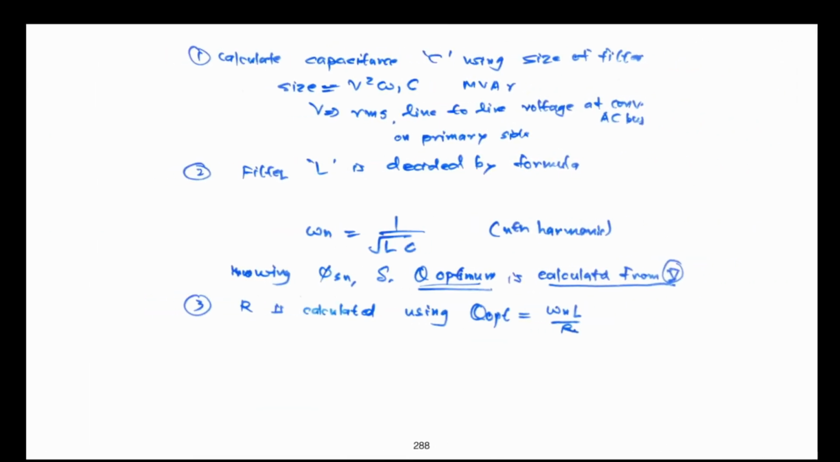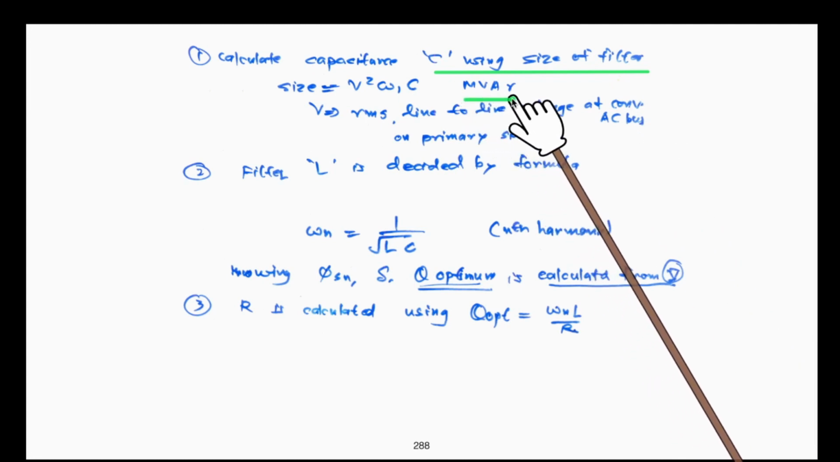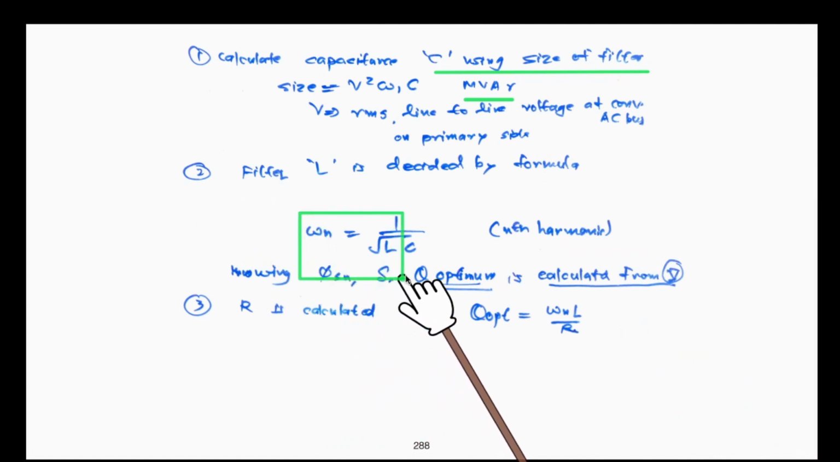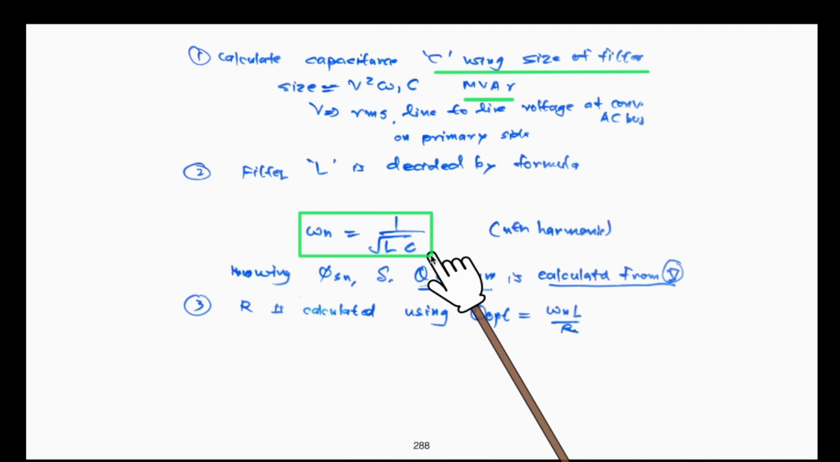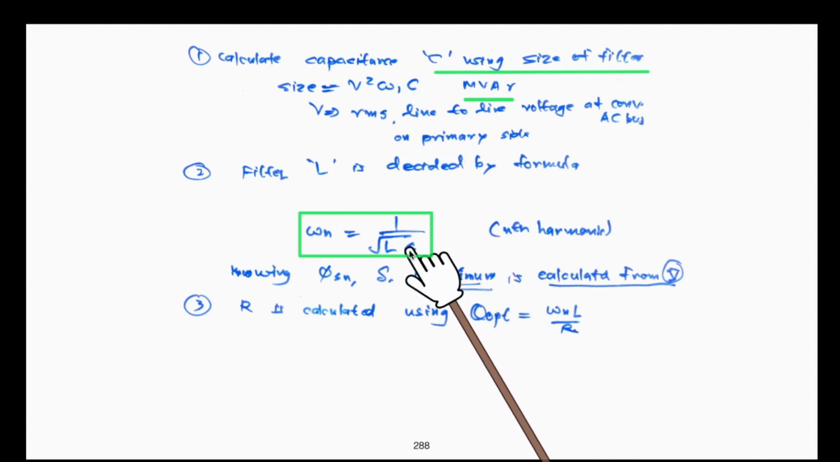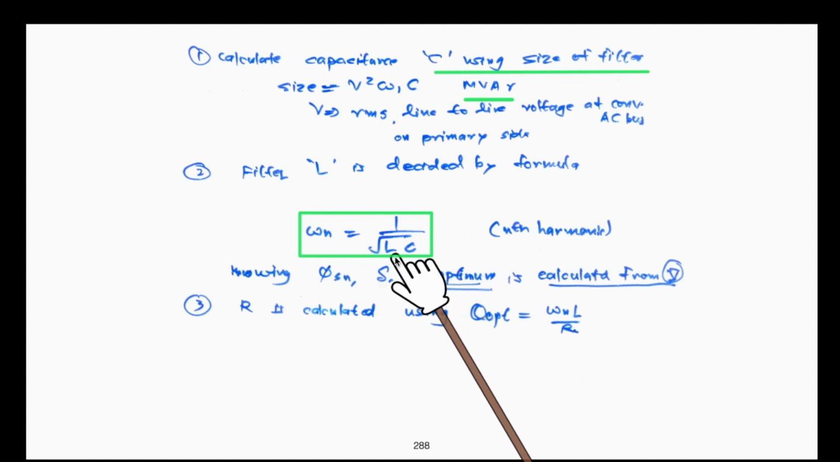So this is mainly the calculation of how filter design starts. First, the size of the capacitor is obtained using the MVAR requirement, which sets the size of the filter. Then, using the equation of nth harmonic resonance, C is obtained for a rated system voltage. That C can be substituted, and since we know which harmonic frequency to eliminate, we can find L here.